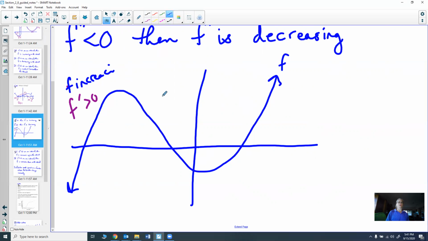Here, my function is decreasing, f decreasing. And that tells me my derivative is negative. Then I'm increasing again. So my function is again back to increasing. And my derivative is now positive again.